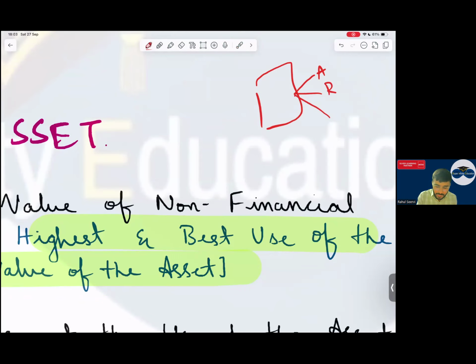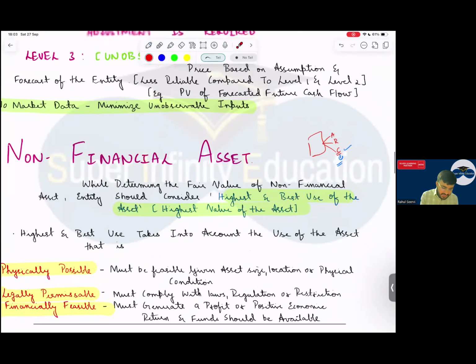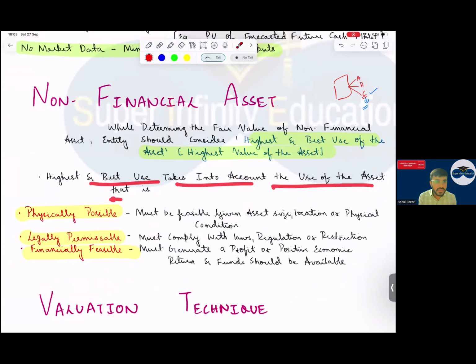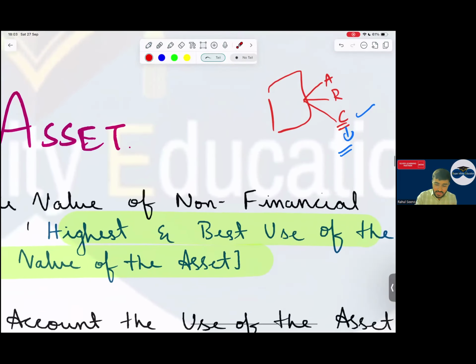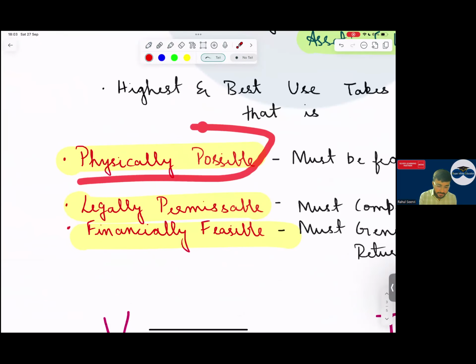I say residential purpose, commercial purpose. The commercial purpose is providing me the more benefit. So in that case, when I calculate the fair value, I will consider it from the point of view of a commercial property and I will calculate the value. So highest and best use. Highest and best use takes into account the use of the asset, that is, all the three conditions should be met. When you say agriculture, residential and commercial, to consider commercial, three criteria should be satisfied. That is physically possible.